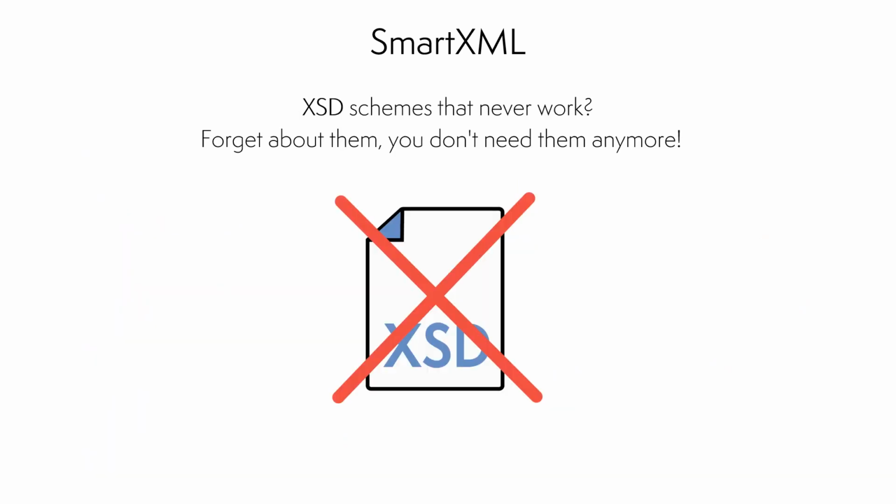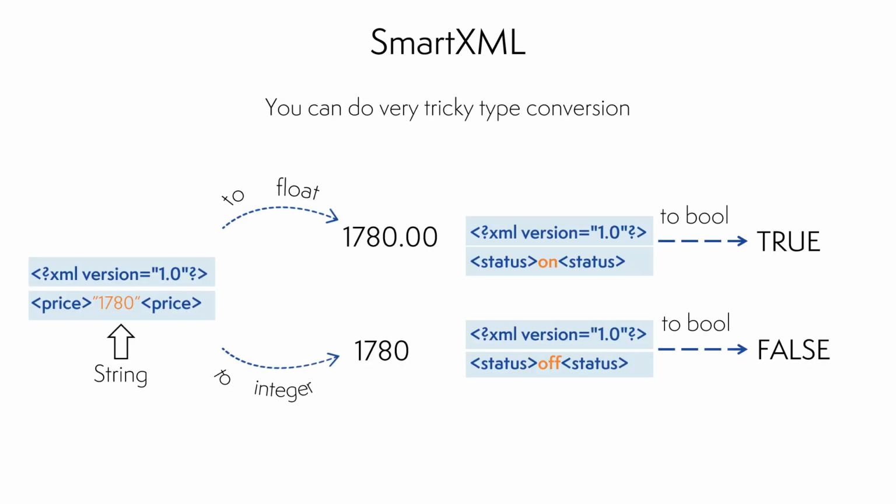If you've worked with XML, you're probably familiar with XSD schemas. You've probably noticed that XSDs create more problems than they solve. Moreover, there may be cases where XSD schemas may not exist at all. With SmartXML, you don't need XSD schemas anymore. You can flexibly manage the extracted data types and perform very tricky type conversions. For example, you can evaluate words like yes or no, on or off as true and false logical expressions.